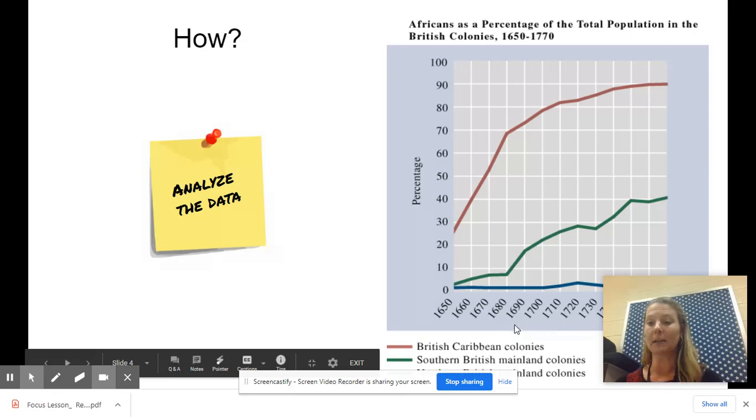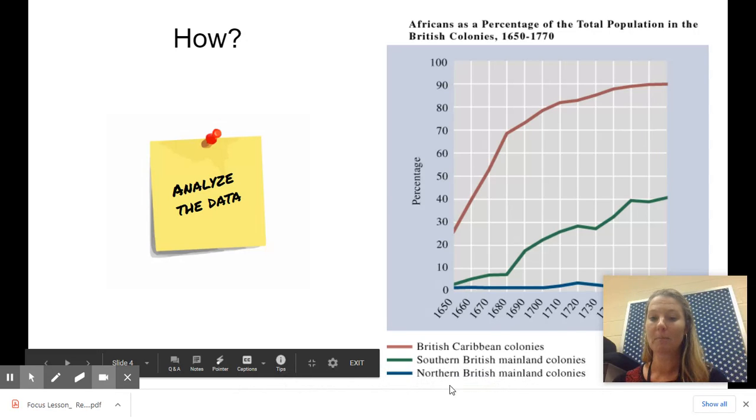Now the blue line, I know my head is in the way, but that stays pretty steady over time. And down here at the bottom, you can't see it very well, but that says the northern British mainland colonies. So that tells me that the Africans in the northern area, the population stayed pretty steady.